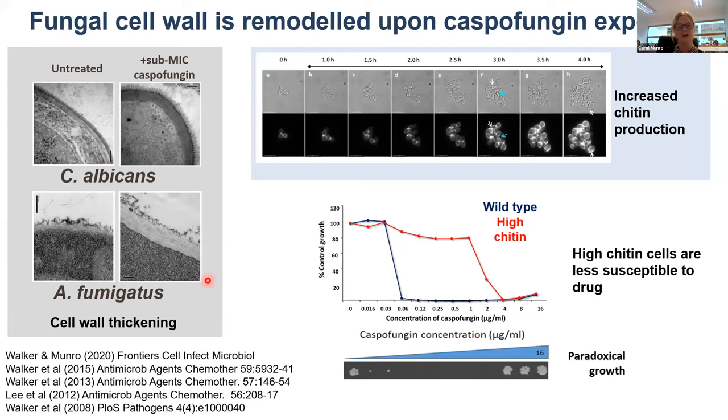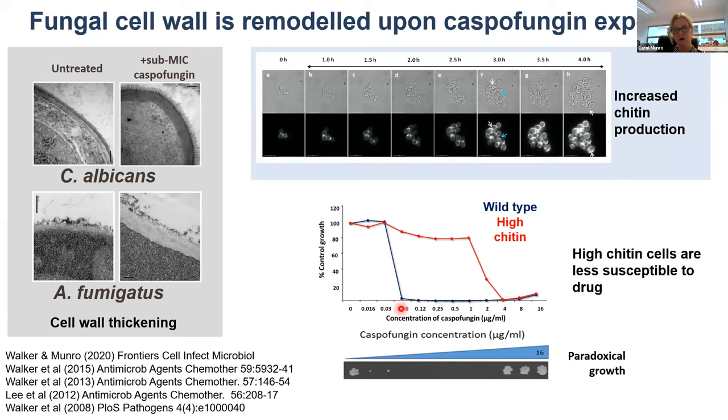And we showed, by using time-lapse microfluidics, that as you treat these cells with caspofungin for prolonged periods, the cells upregulate their chitin production. We also showed that cells that have high chitin are less susceptible to drug than cells that have normal, wild-type chitin levels, shown in blue here. So high chitin cells are less susceptible to drug.